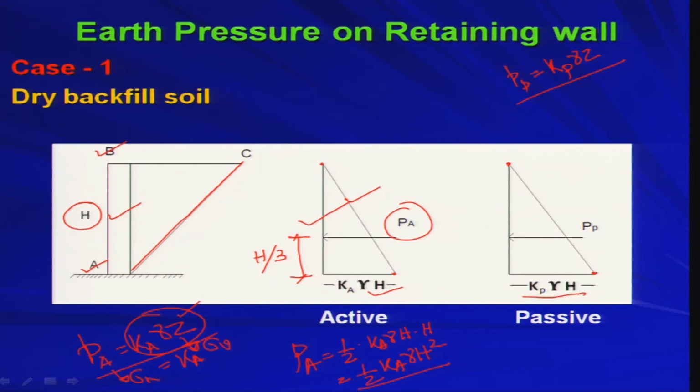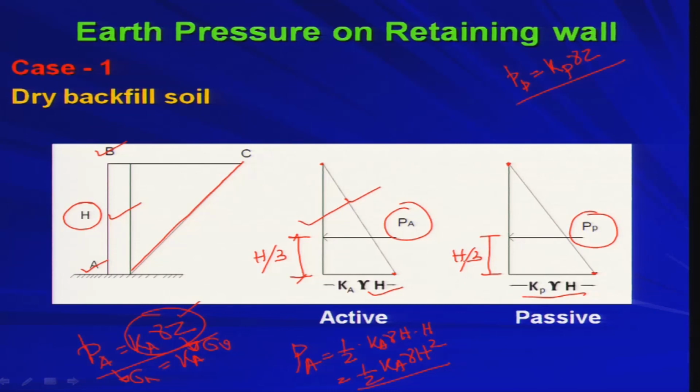So, between these 2 points you get a linear distribution, as simple as the active state. The total thrust Pp is the area of this triangle, that is half into Kp into gamma into H square, which acts at H by 3 distance from the base.